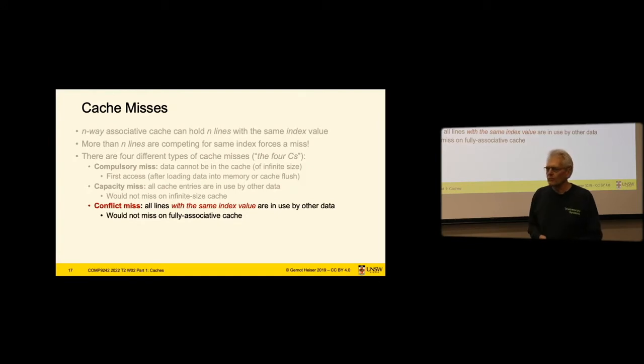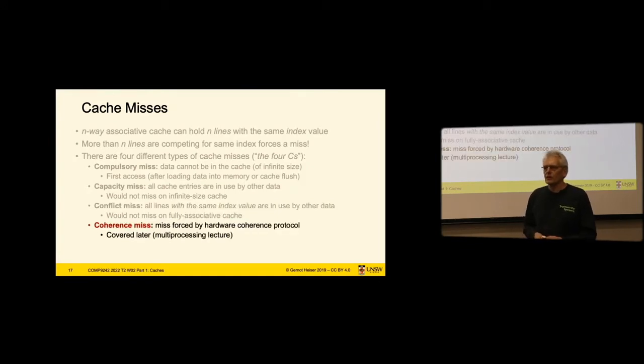But there's also, in multi-cores, coherence misses, where you typically have a hardware coherence protocol that keeps caches consistent across cores if you have core-local caches. I'm not going to cover that today, but Kev will cover that when he comes back and talks about multi-core, and how to design systems on top of it. Again, there's nothing you can do about these; that's the limitation of the hardware we have to live with.